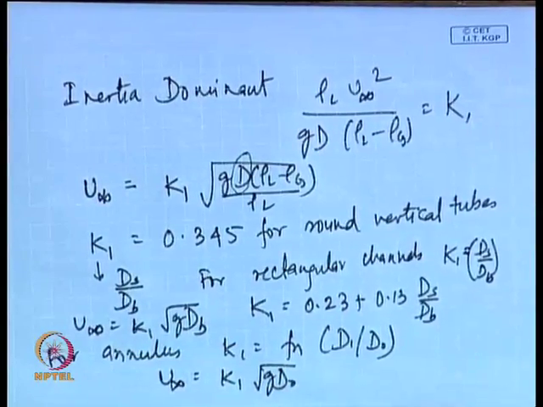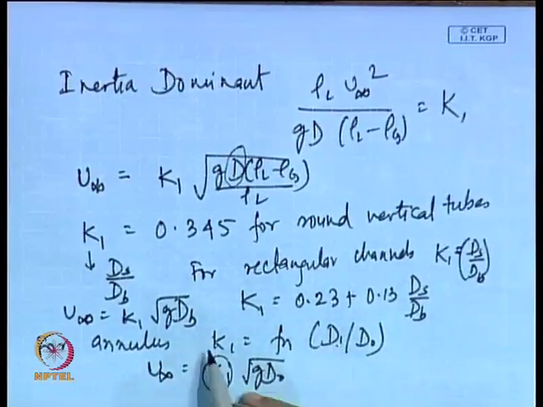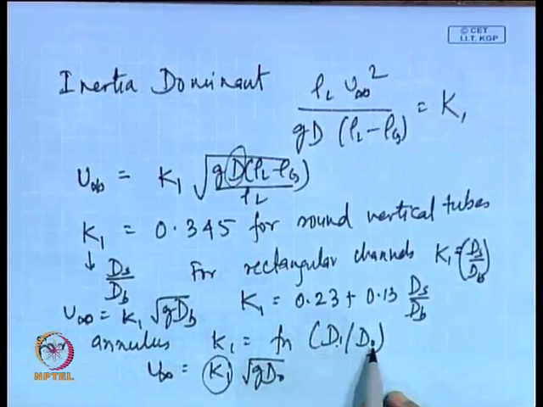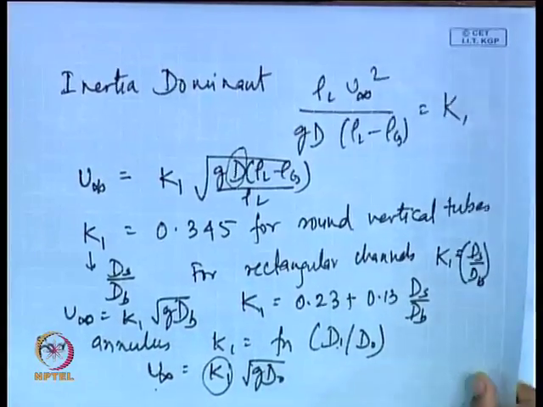Usually people have found those things, and this particular K1 is given by this expression. Here also K1 is a function of d1 by d0, and certain expressions have been proposed. Interestingly, in the annulus, people have found that as d1 increases, K1 increases. That means as the passage becomes more constricted, K1 increases, or in other words, the bubble rises at a faster rise velocity when the annular gap decreases. So, this was for inertia dominant situations.